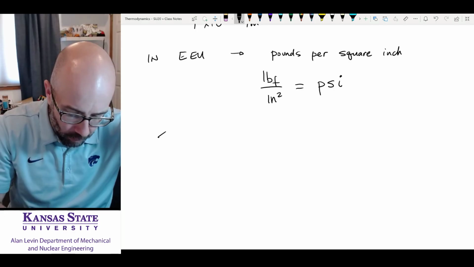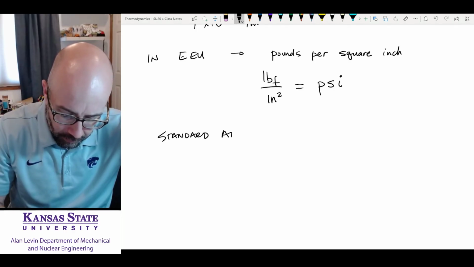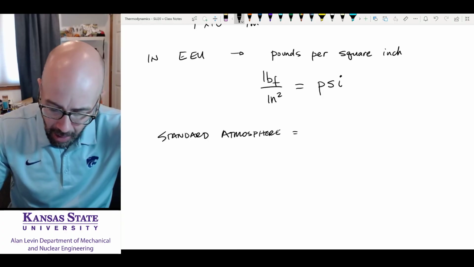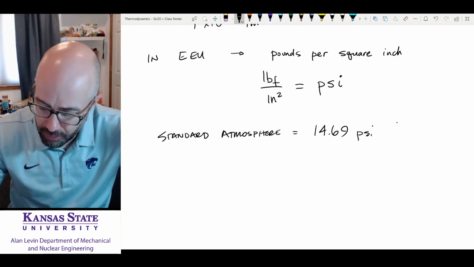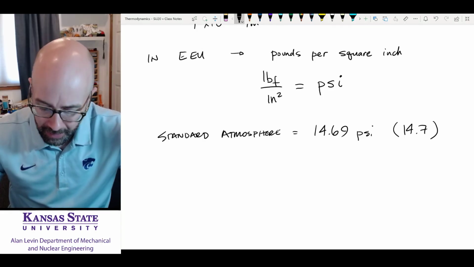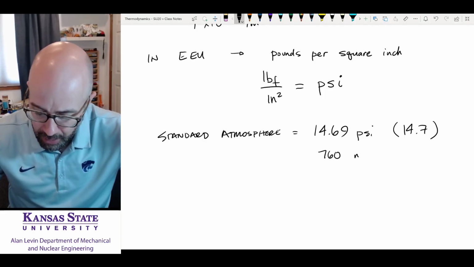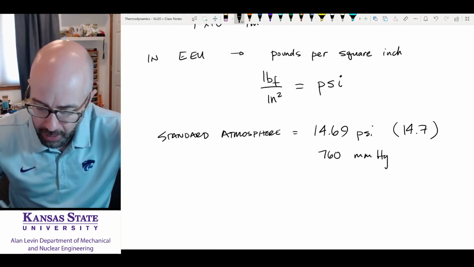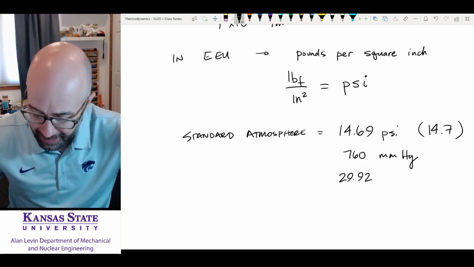Standard atmosphere is going to be 14.69 psi. I just use 14.7 in my calculations. It's close enough. We can also do 760 millimeters of mercury, I should have done that earlier, or 29.92 inches of mercury. Okay.